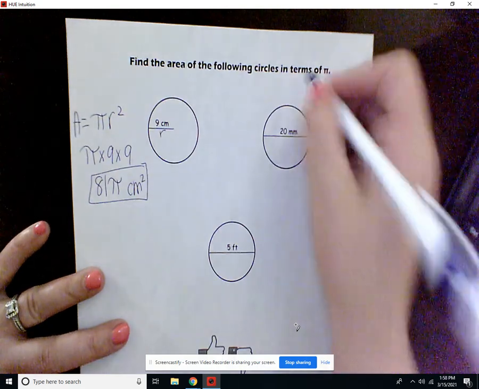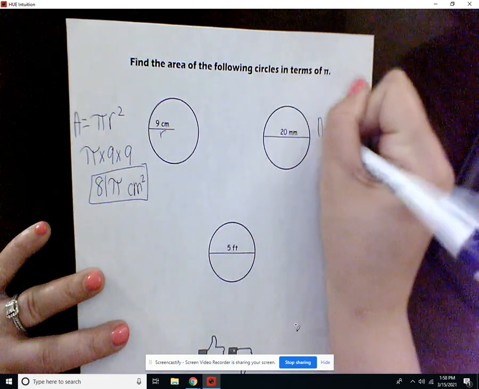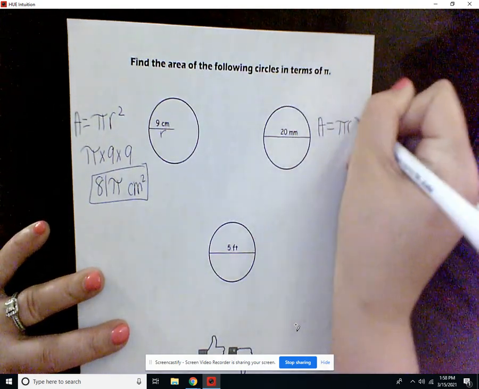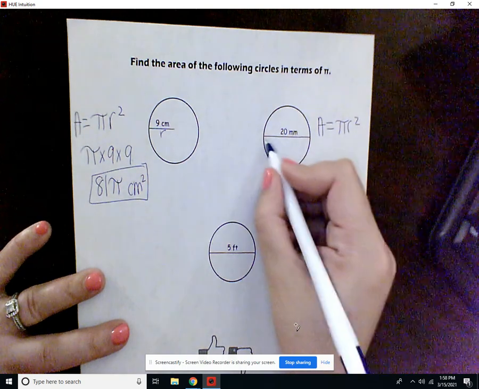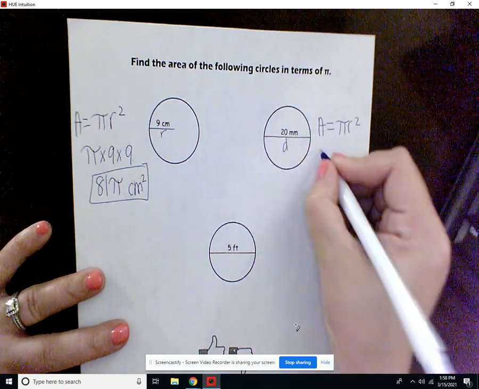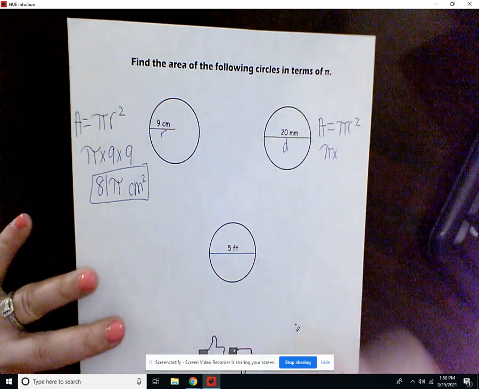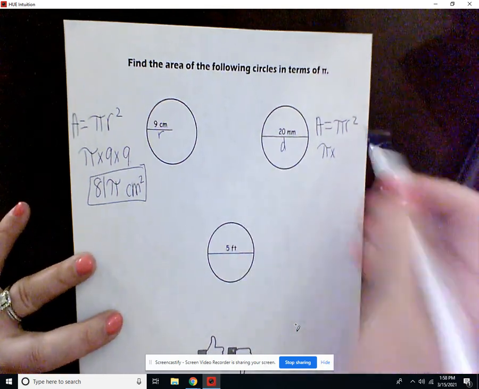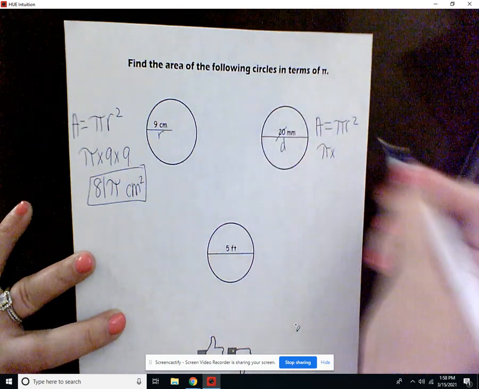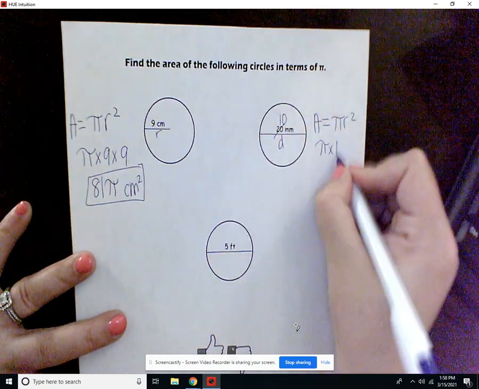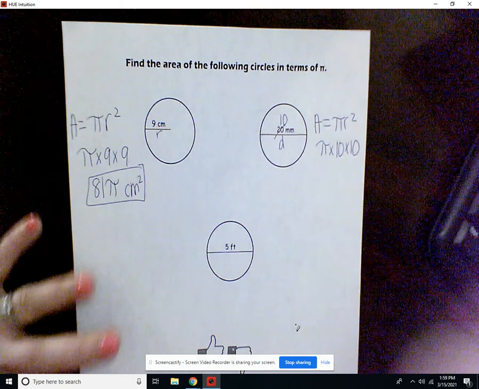Okay, so this one is 20 millimeters. So here's our formula. 20 represents a diameter since it goes all the way across. So again, we'll leave the pi symbol. We cannot leave 20 as a diameter. It has to be a radius. So again, cut it in half, which is going to make it 10. We write that down 2 times.